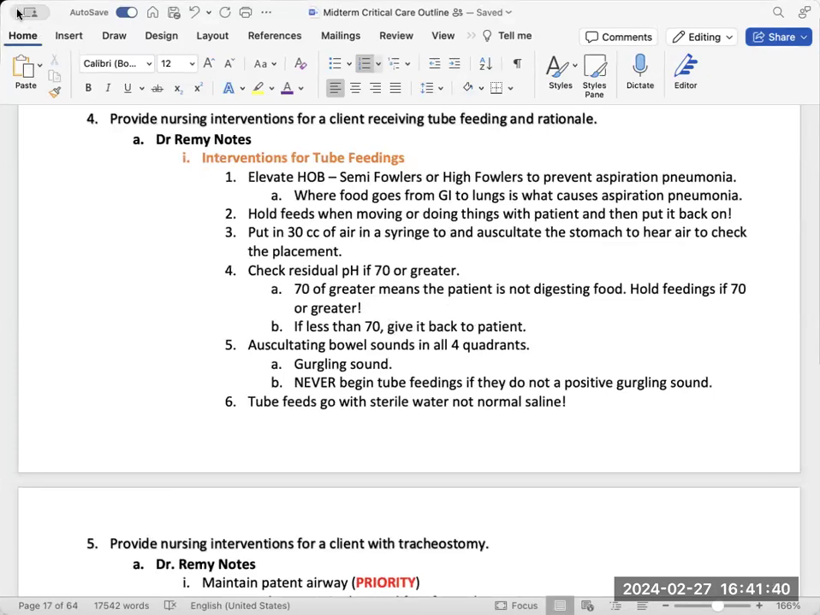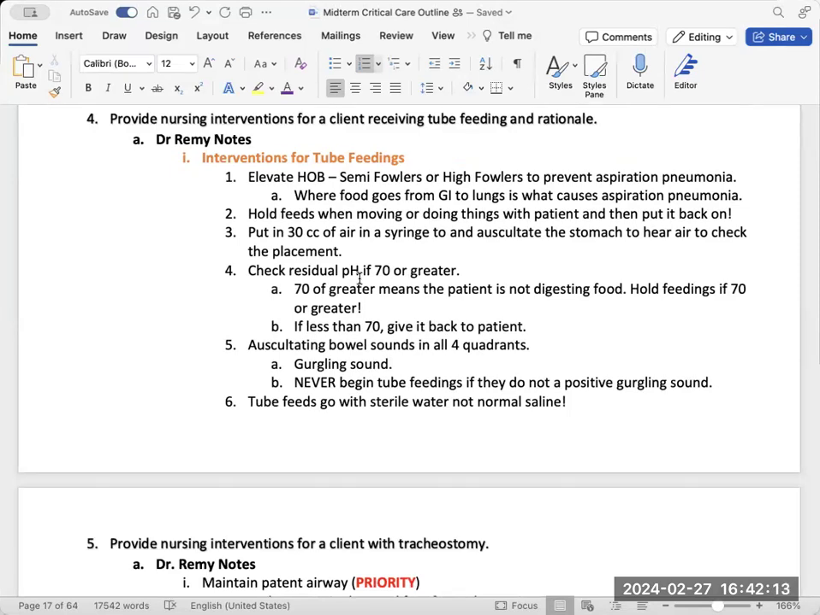Avoid aspiration. Exactly. So in that token, if we want to prevent aspirations, we also want to hold feedings when we move them because they're at risk for aspiration. Before we even start feeds, we want to check for placement, where we put 30 cc's of air into a little syringe, and we basically put it into the tube. And we auscultate the stomach to see if we hear a swoosh sound. And if we do, we know that it's in the stomach, and that's good.